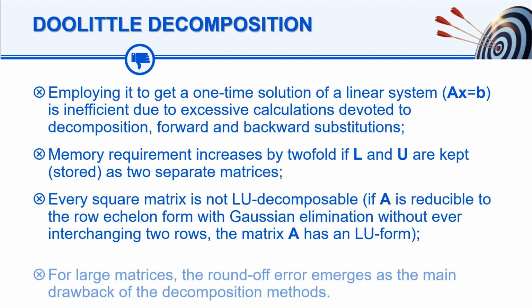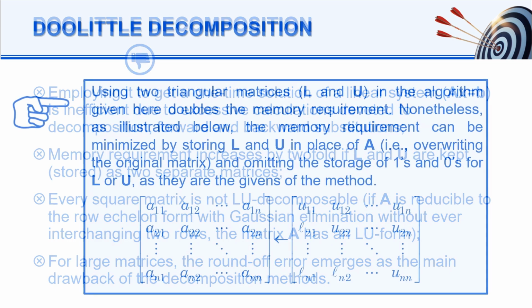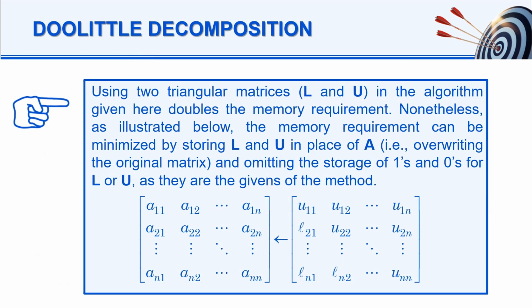For large matrices, the round-off error emerges as the main drawback of the decomposition methods. Using two triangular matrices, L and U, in the algorithm given here doubles the memory requirement. Nonetheless, as illustrated below, the memory requirement can be minimized by storing L and U in place of A. That is, overwriting the original matrix and omitting the storage of 1s and 0s for L or U, as they are the givens of the method.